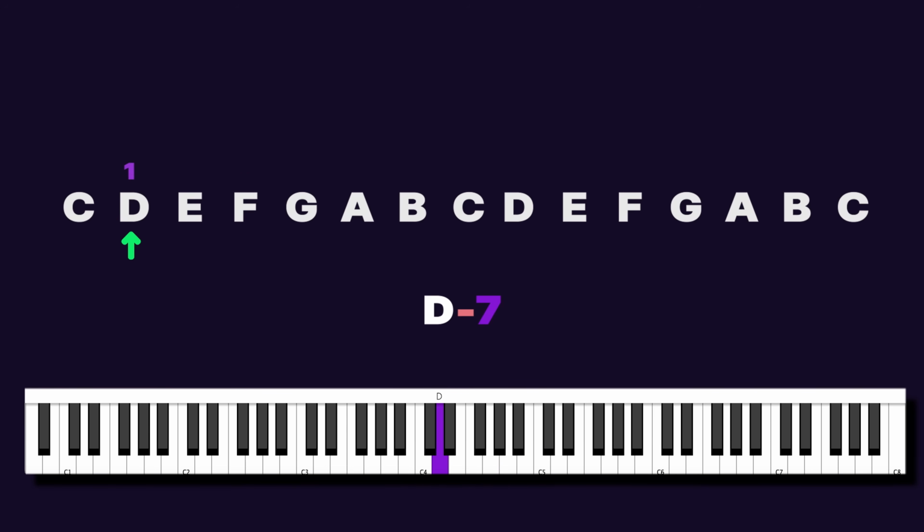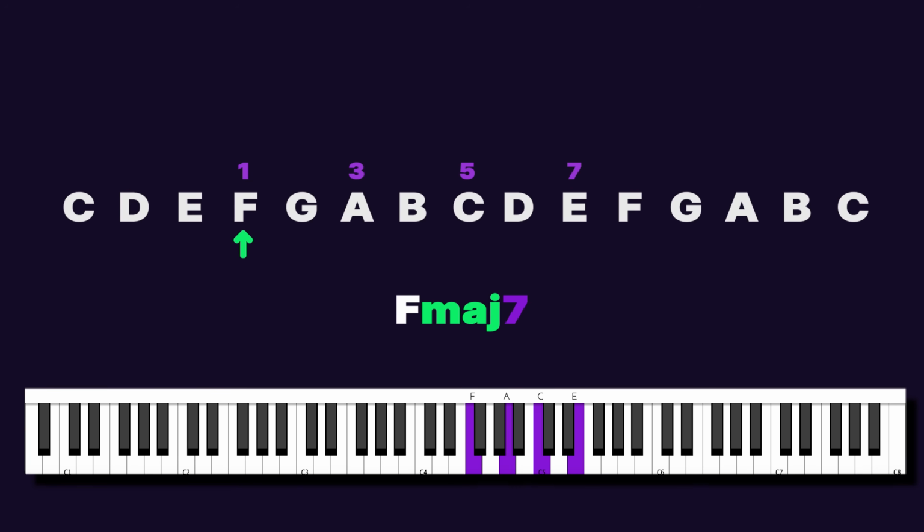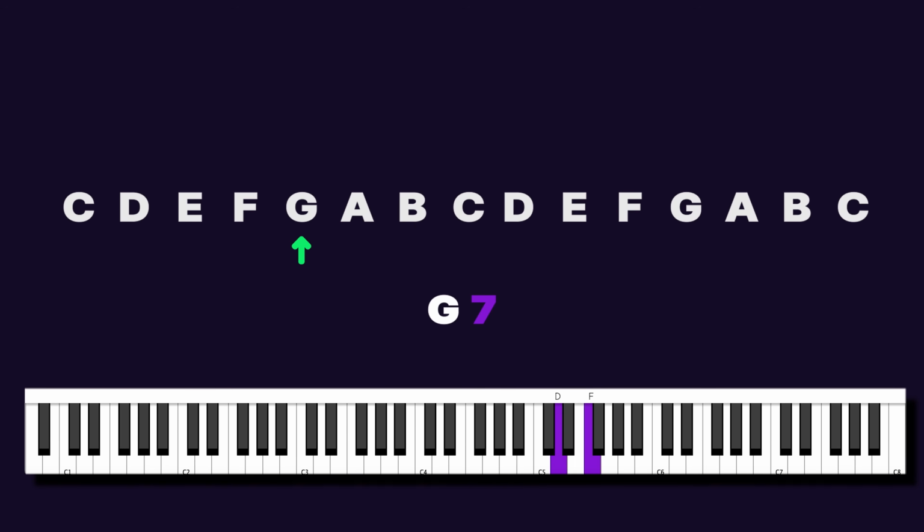So we have D, F, A, C for D minor 7, E, G, B, D for E minor 7, F, A, C, E for F major 7, G, B, D, F for G dominant 7, A, C, E, G for A minor 7, and B, D, F, A for B minor 7 flat 5.